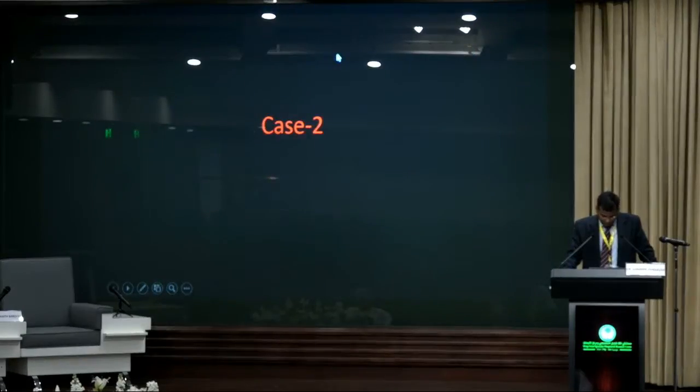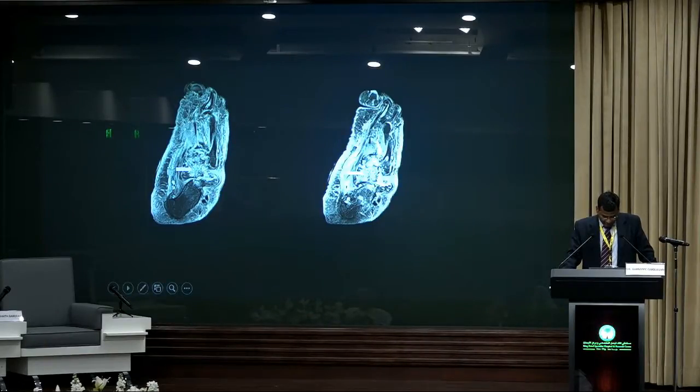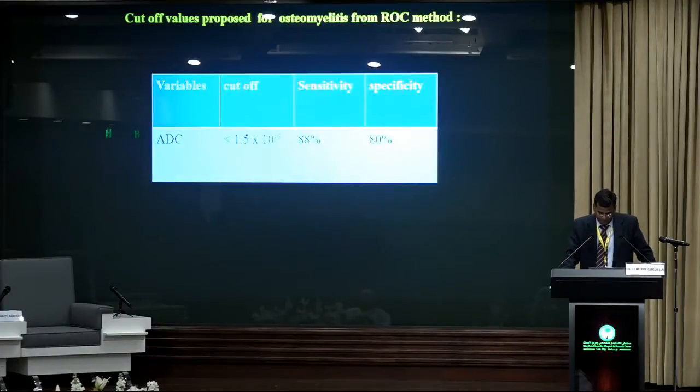This is case 2. Again, a case of diabetic foot, and you can see there is a definite ulcer and abnormal signal intensity in the cuboid. This is the pre-contrast image, and this is the post-contrast image. You can see there is definite enhancement, as in cases of osteomyelitis, apart from soft tissue inflammation. When we measured the ADC value, it was 1.7. So we thought probably it's not a case of osteomyelitis, and it turned out to be acute Charcot neuropathic arthropathy, and the patient was put on rest and other treatment.